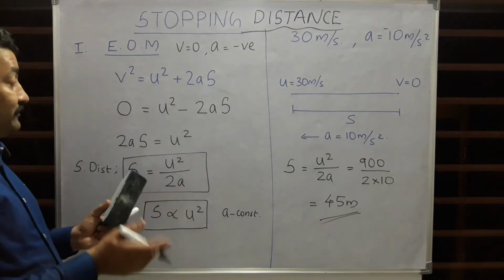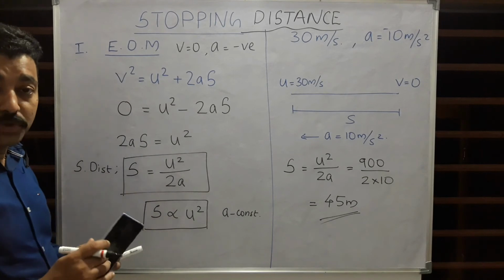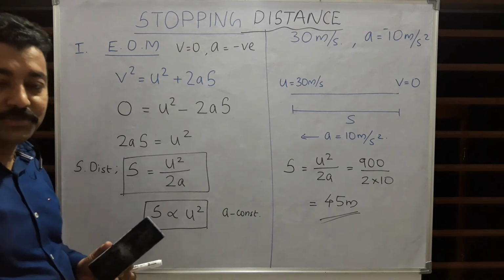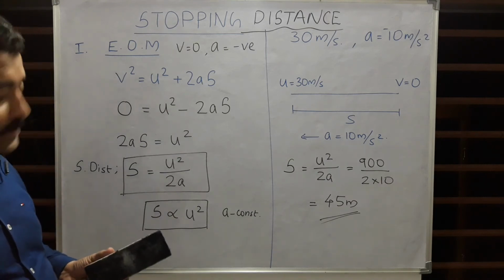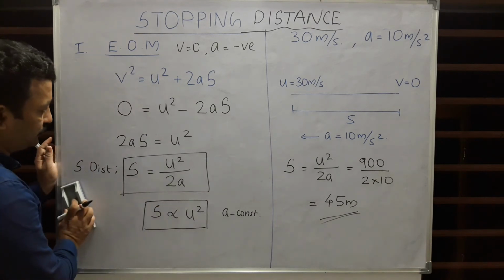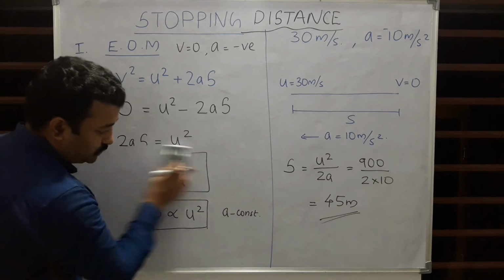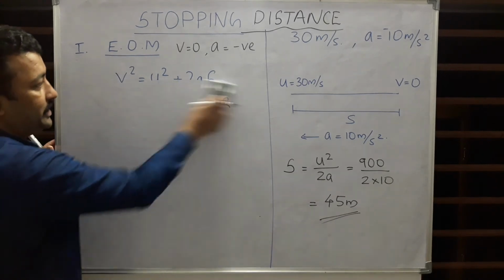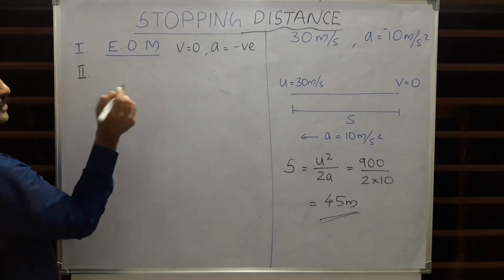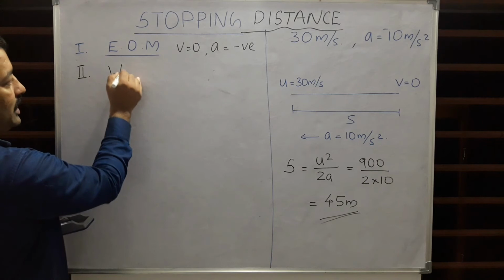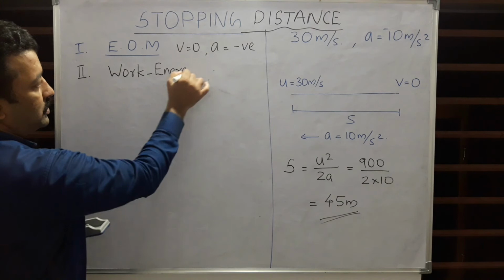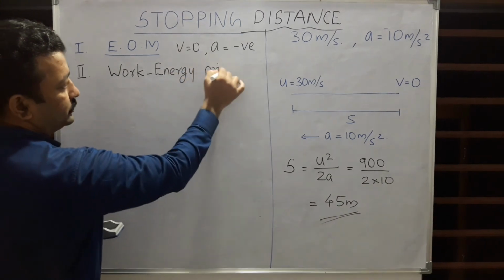This is one method of doing the problem with the help of equations of motion. Now, for those who can extend their studies into the concepts of work and energy, they can do this problem in another manner. So I will show that one also for you to get the same expression for stopping distance by using work energy principle. Second method is to do the problem with the help of work energy principle.